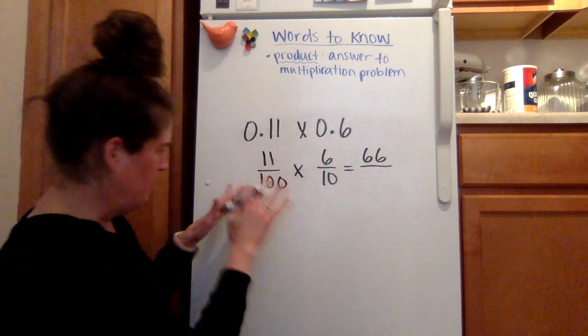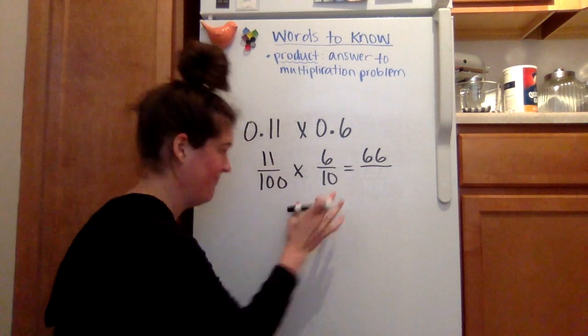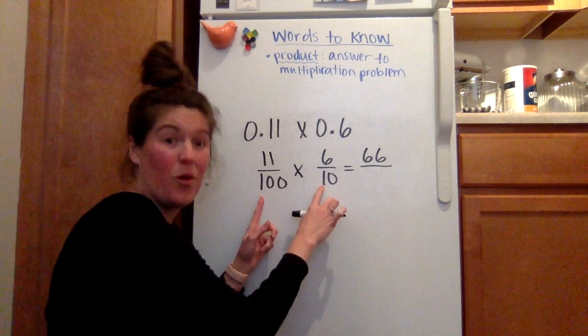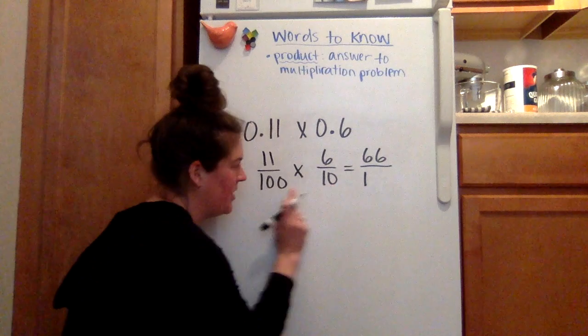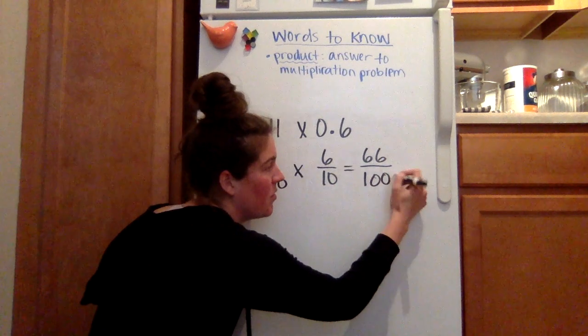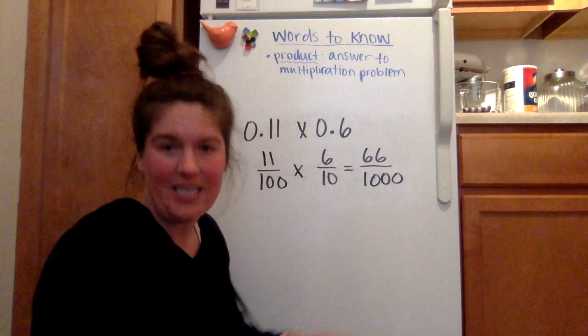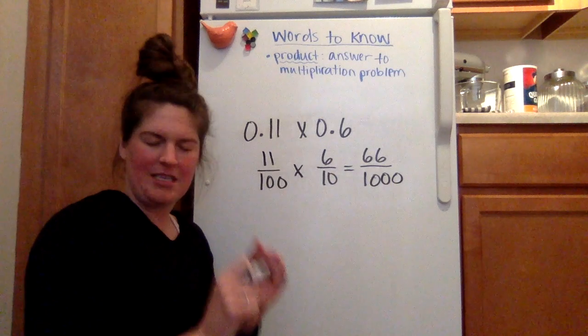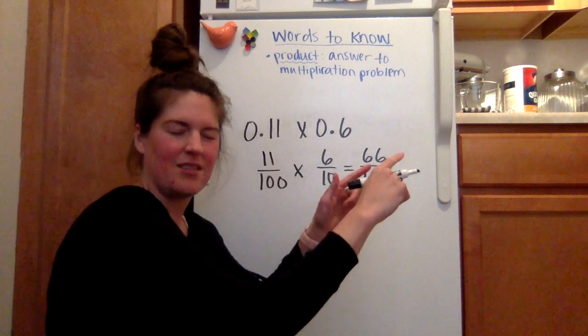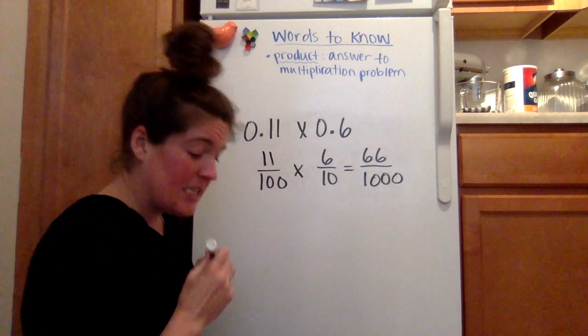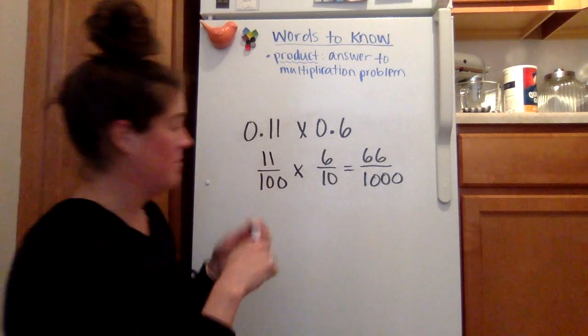Denominator: oh no, 100 times 10. Trick. 1 times 1. 1. How many zeros? 1, 2, 3. 66 thousandths. Decimals. Tenths, hundredths, thousandths. Okay. I've got this. Tenths, hundredths, thousandths.